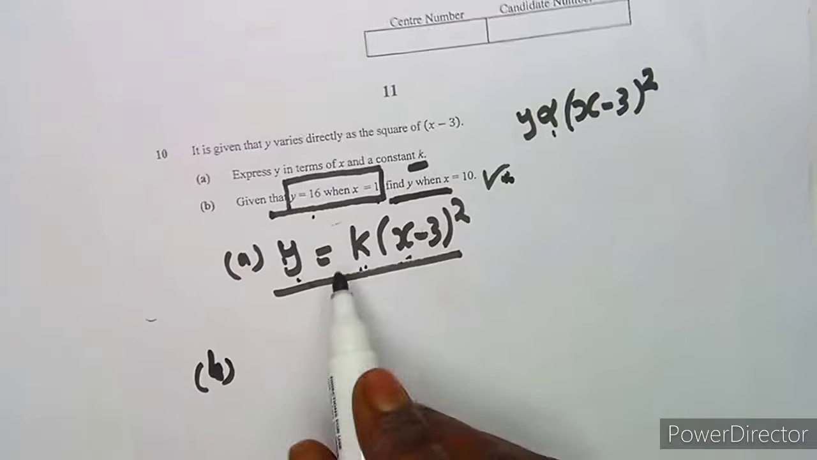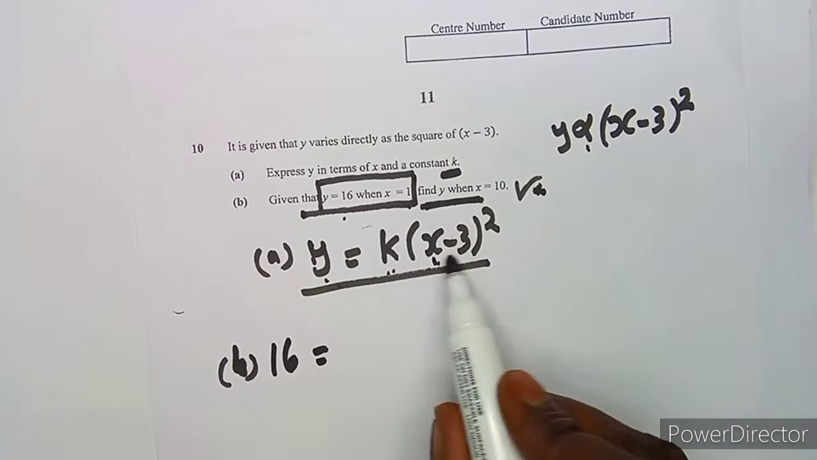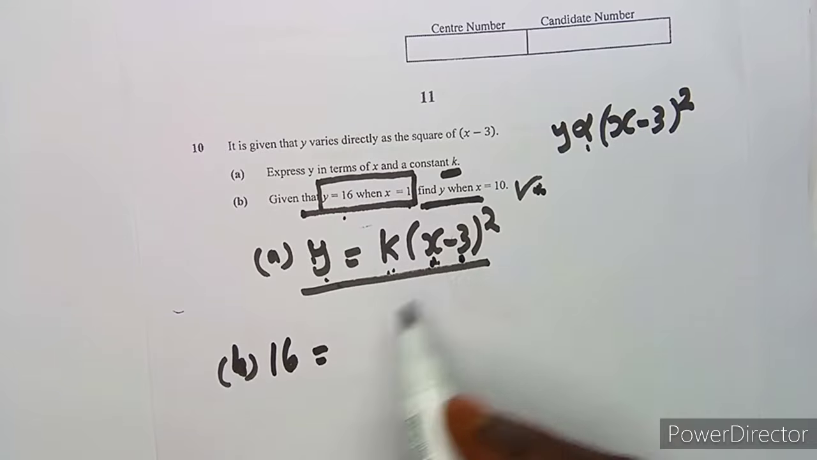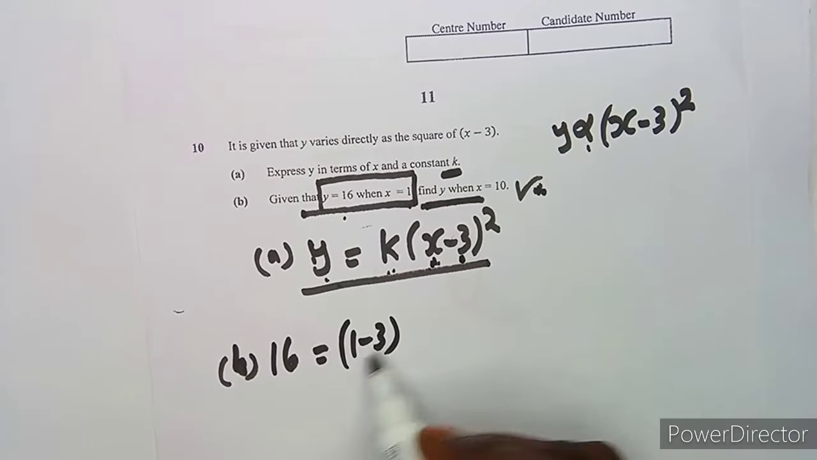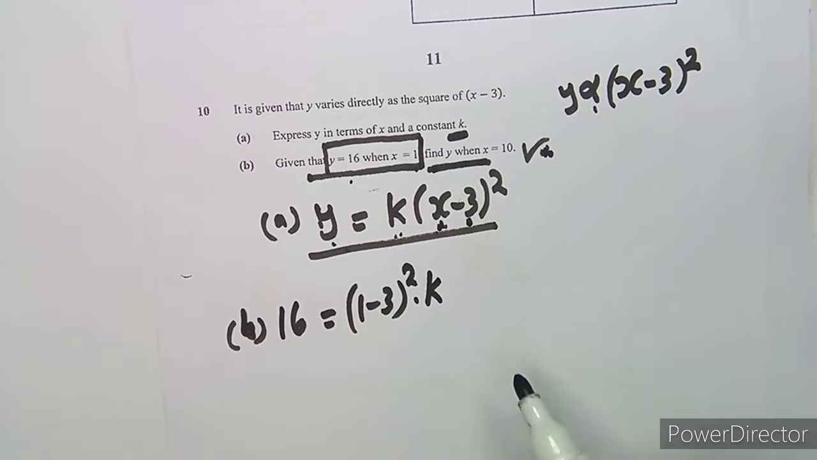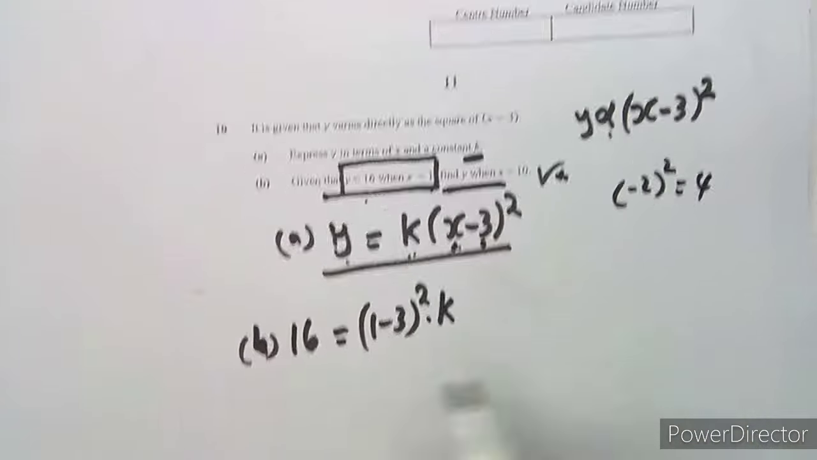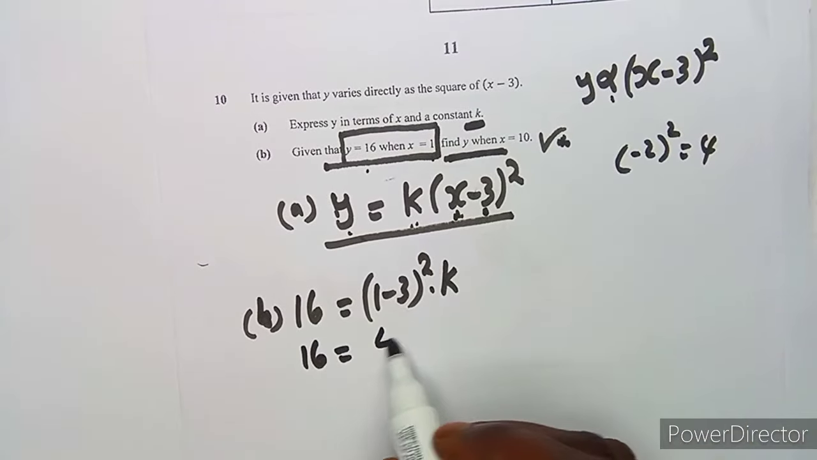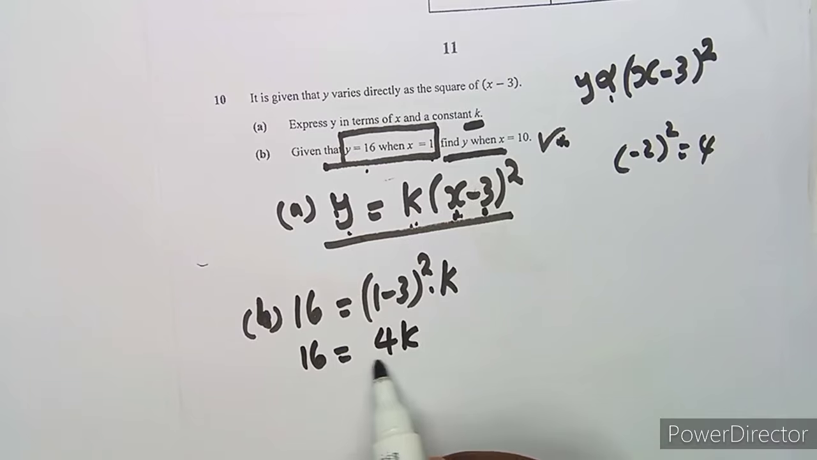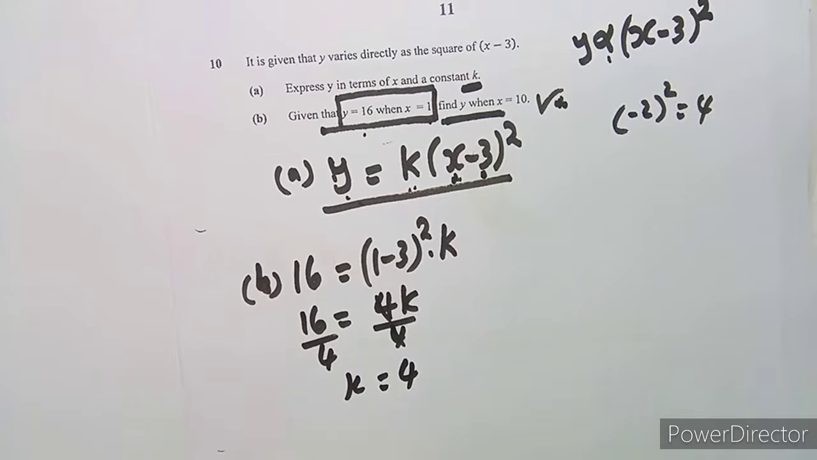All right, so it's going to be like this, guys. y is 16, so 16 is equal to x is 1, so it's 1 minus 3 squared times k. So 1 minus 3, that's minus 2. Remember, from directed numbers, minus 2 squared is minus 2 times minus 2, which is 4. So we have 16 is equal to 4k. To find k, I divide by 4, so k is equal to 4.